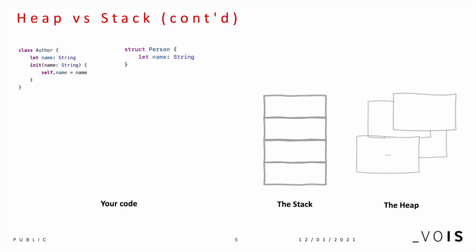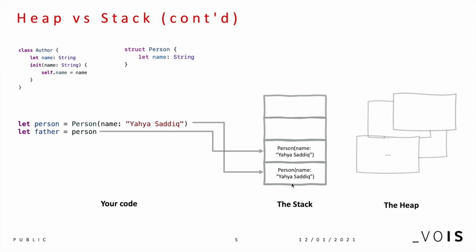Let's assume we have an author class and a person struct. In memory, a person variable would not reference a place in memory, but the value would instead belong to person exclusively. A new variable for the same value will copy an assignment and take a new place in the stack. As you can see, the heap is not touched so far.